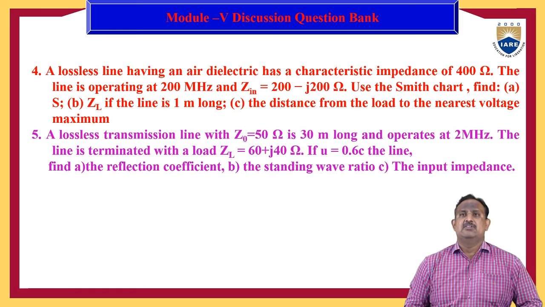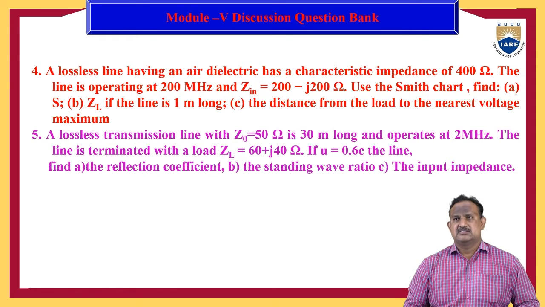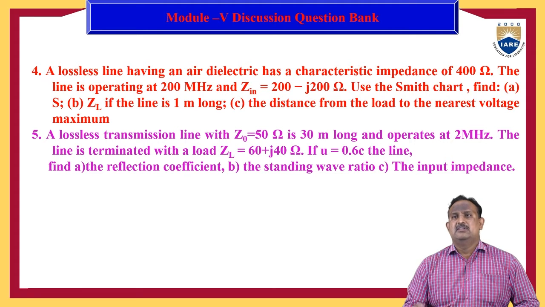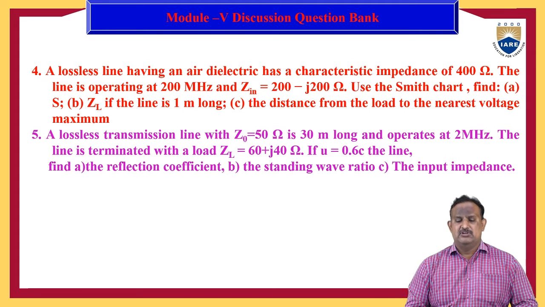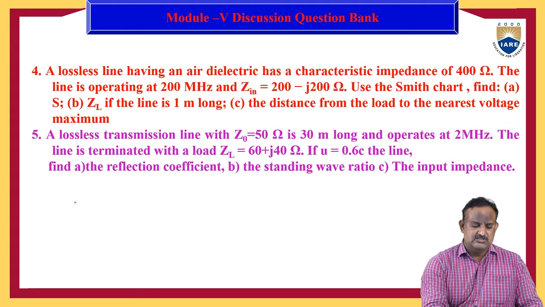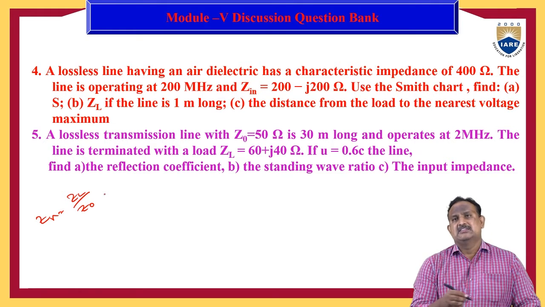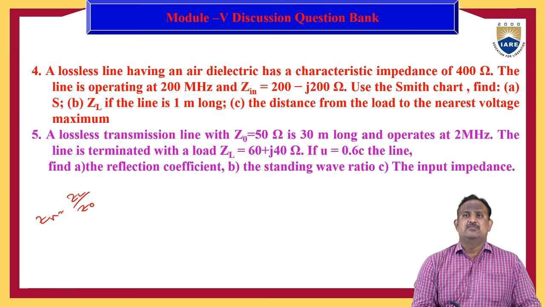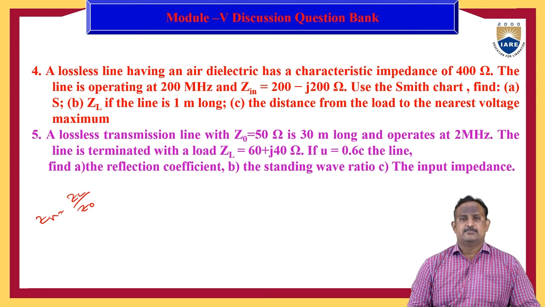A lossless line having an air dielectric has a characteristic impedance of 400 ohms. The line is operating at 200 megahertz and ZL equals 200 minus j200 ohms. Using the Smith chart, find the standing wave ratio, ZL, and the distance from the load to the nearest voltage maximum. Again, draw the Smith chart. First find the normalized impedance, which equals ZL by Z0. From this we can draw a circle, and from that we can find the VSWR and load impedances.